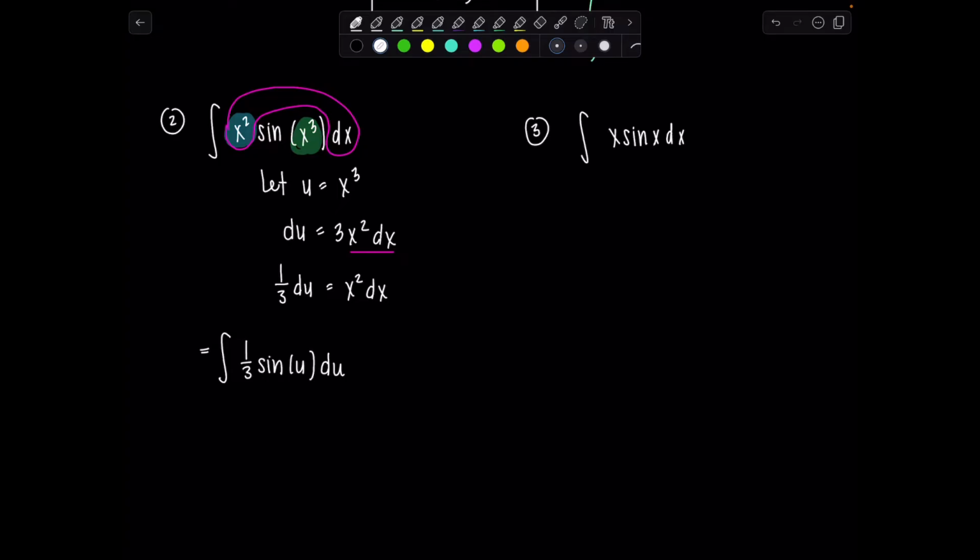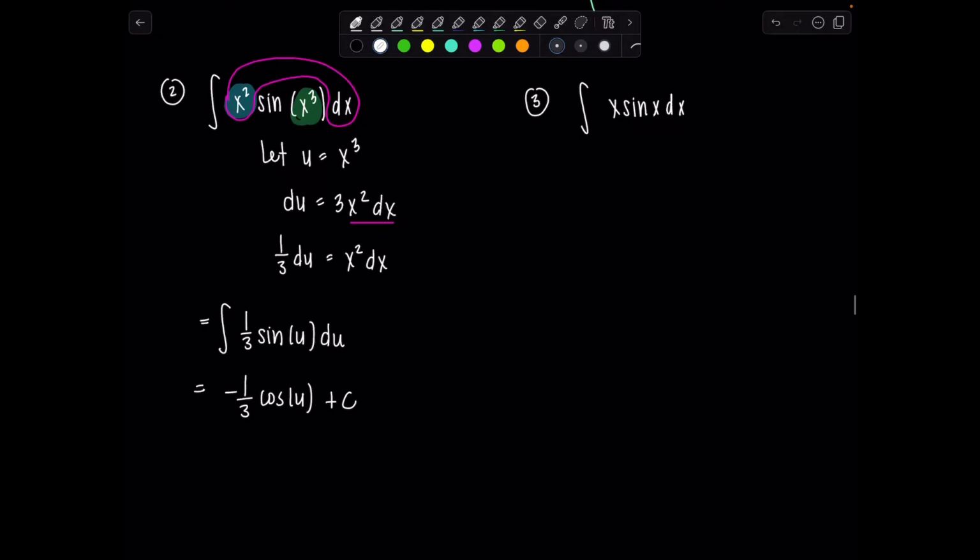Fabulous. Antiderivative, we just did one super similar. It'll be negative 1/3 cosine of u plus c. And then u was x cubed, so this is negative 1/3 cosine of x cubed plus c.